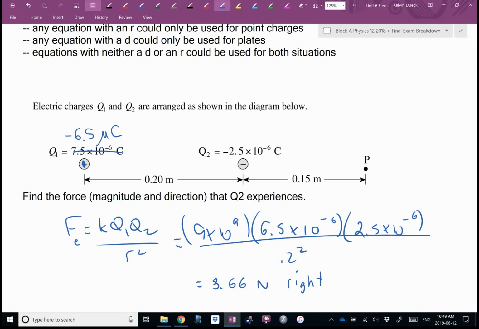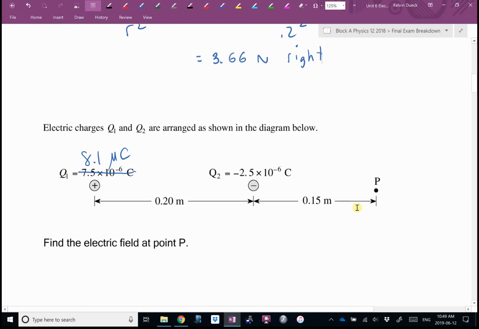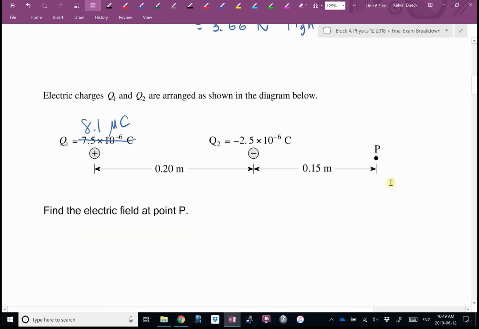What else could I ask you with a similar two-charge setup and then a location? In this first one, I just ignored that, never even bothered using it. But I could also have said, suppose electric charges are arranged as shown in the diagram below. Find the electric field, magnitude and direction at point P. How did I find electric field?